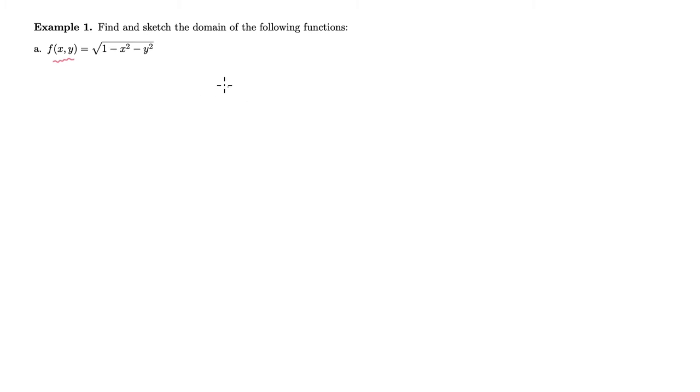So what we're going to do is require that what's underneath the square root, 1 minus x squared minus y squared, be greater than or equal to 0. Okay, and now let's just solve or rearrange this inequality. If I add x squared and y squared to the other side, I get that 1 is greater than or equal to x squared plus y squared. So my domain is the set of points x, y, such that x squared plus y squared is less than or equal to 1.